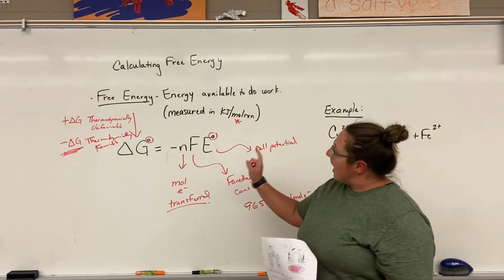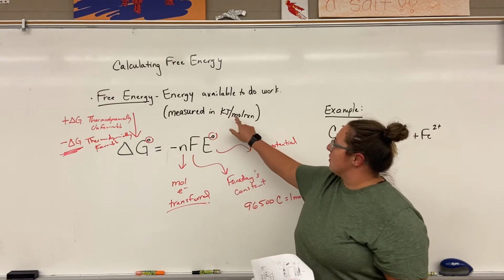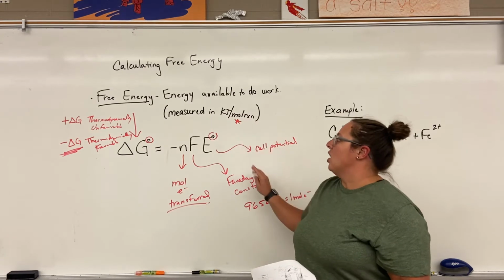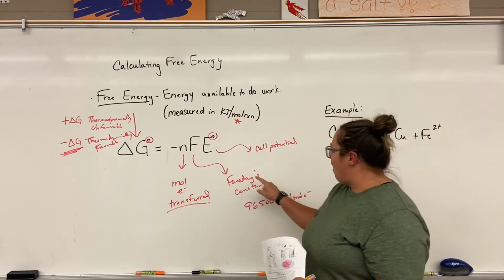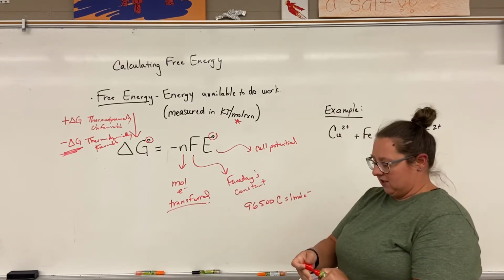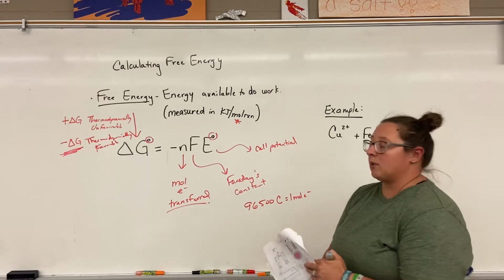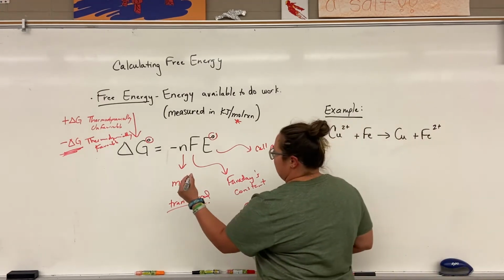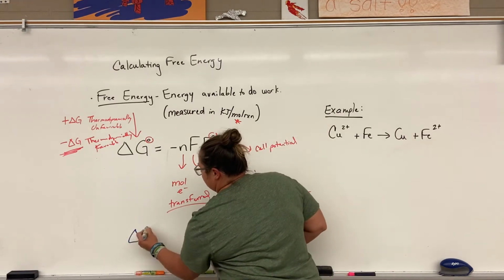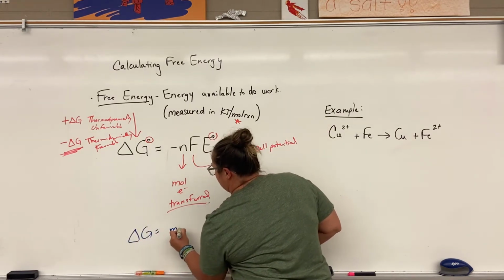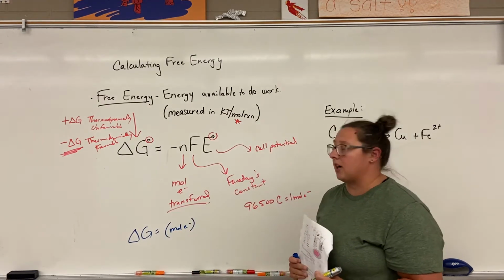So I want to talk about how we get kilojoules per mole of reaction when we calculate delta G. We have to plug in all of the units for each individual thing. So let's start with the n. Remember, n is measured in moles of electrons. So delta G is equal to moles of electrons, that's what n stands for.